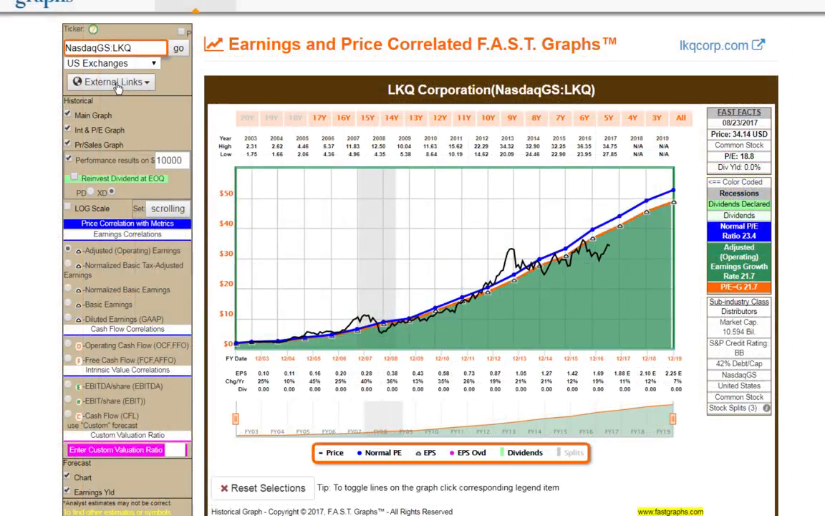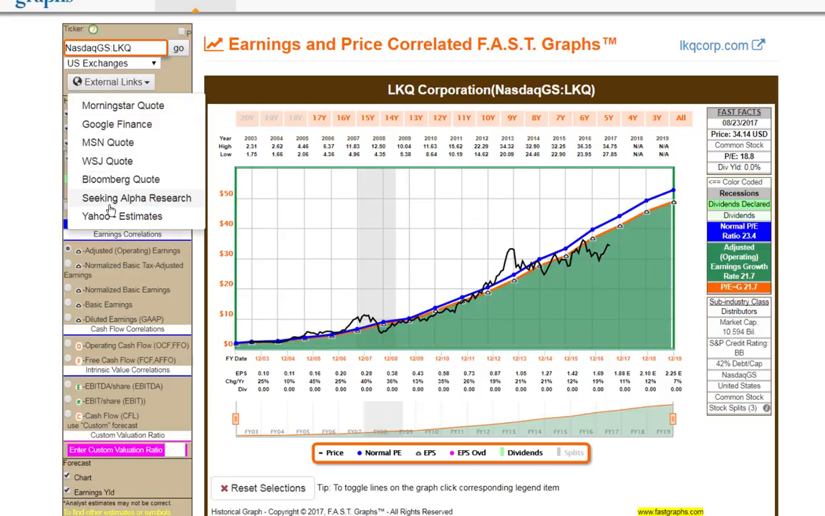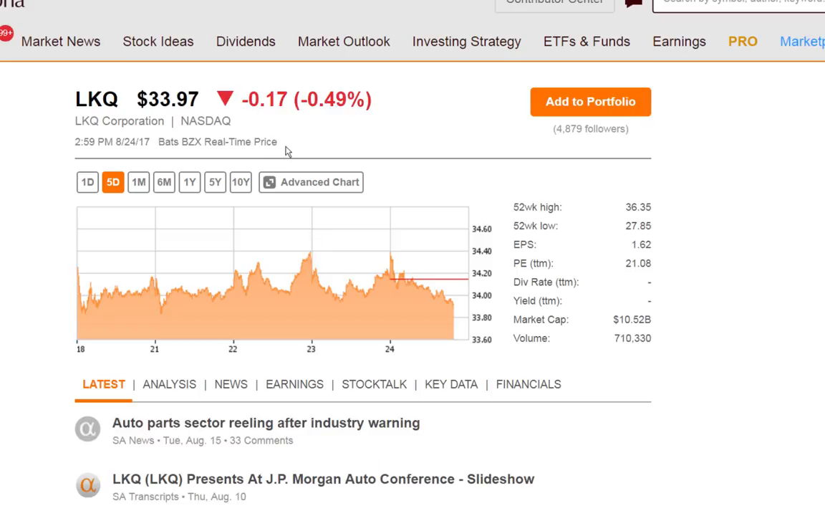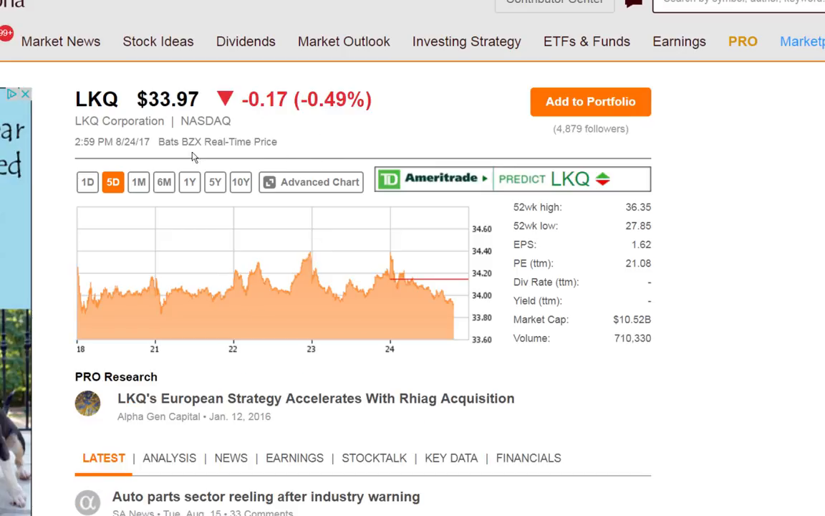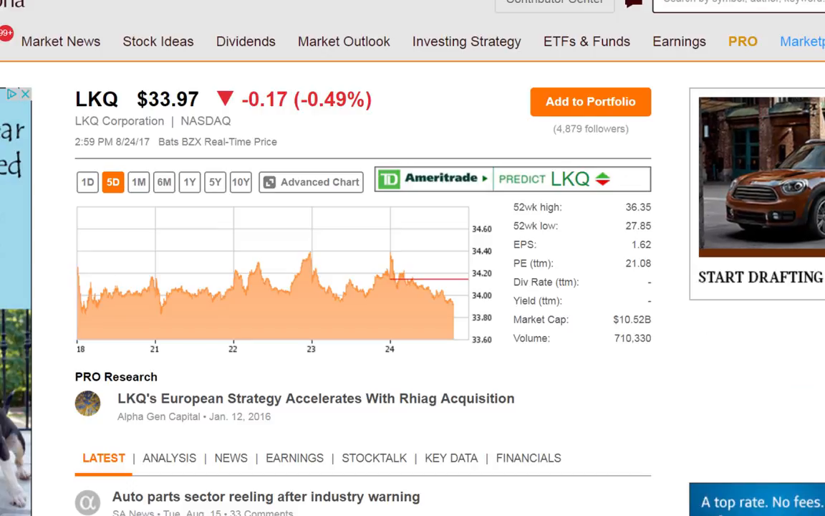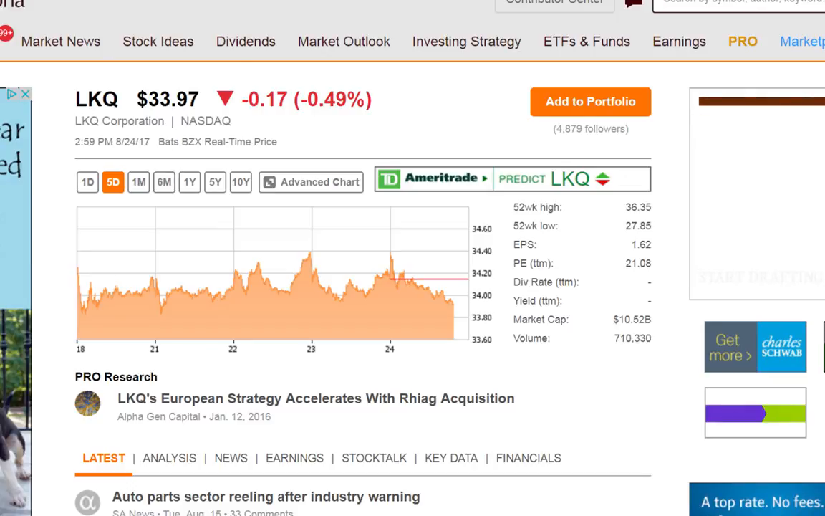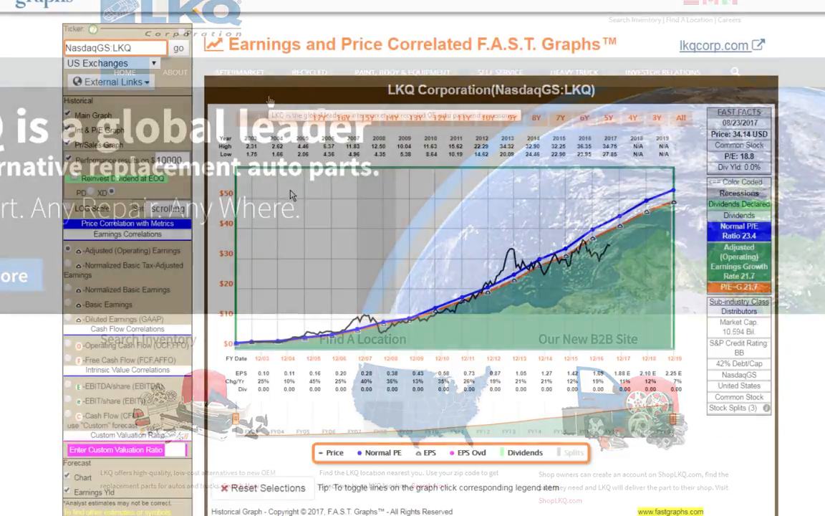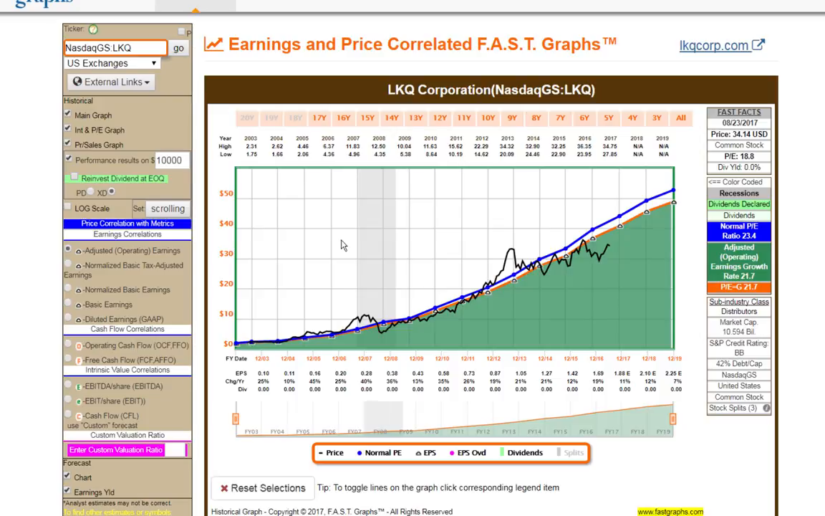Now, another point, and I'm only going to be focusing on the historical graphs here, you've got these external links where you can just simply go directly into any of these other spots, and I'll go into Seeking Alpha here. This will immediately take you to the data that Seeking Alpha provides on the company, but also directly through FastGraphs, you can go directly into the company's website. So part of our commitment to you, the subscriber, is to help you research stocks deeper and faster, more easily and more efficiently.